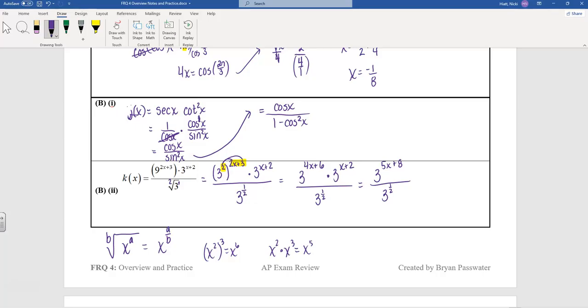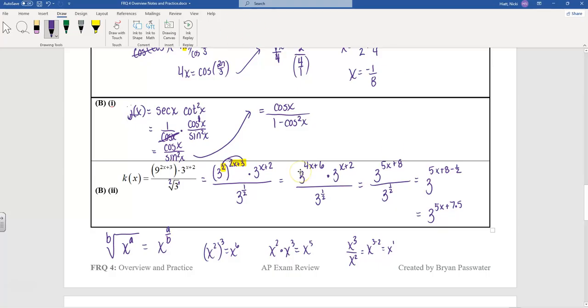Okay, what do I do when I'm dividing? Like if I have x to the third over x to the second. Subtract, right? It's like x to the 3 minus 2, which gives me x to the first. So I am now subtracting. I've got 3 to the 5x plus 8 minus 1/2, right? And I've got to put that 8 and the minus 1/2 together. I would just go decimals on this one and do 3 to the 5x plus 7.5. You can do fractions if you want, but since it's such an easy fraction to turn to a decimal, I would just do 5x plus 7.5.